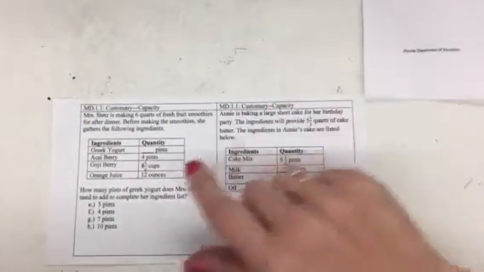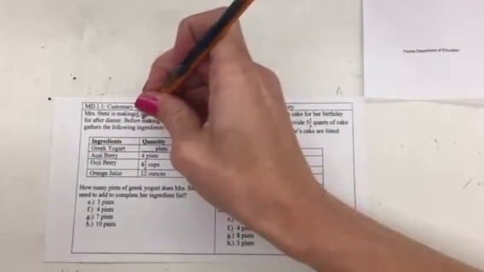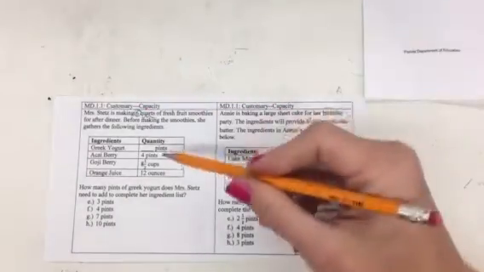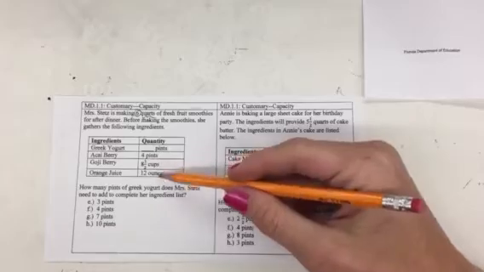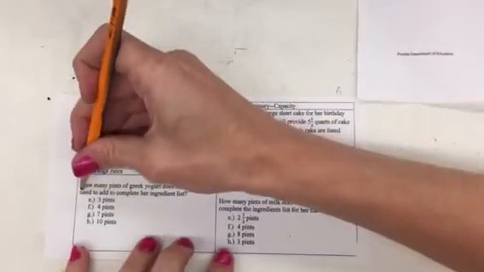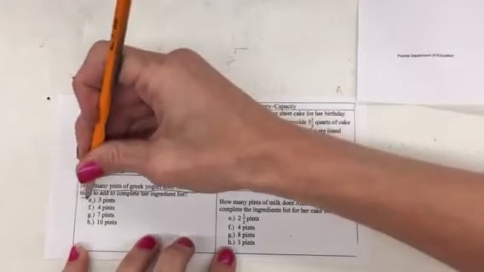It says, Miss Stutz is making 6 quarts of fresh fruit smoothies for after dinner. All right, so I know that she's making 6 quarts. Before making the smoothies, the ingredients are listed. Okay, so I got some pints, some cups, some ounces, definitely different units. And I'm going to go ahead and underline so I make sure I get to here. How many pints of Greek yogurt does Miss Stutz need to add to complete her ingredient list?